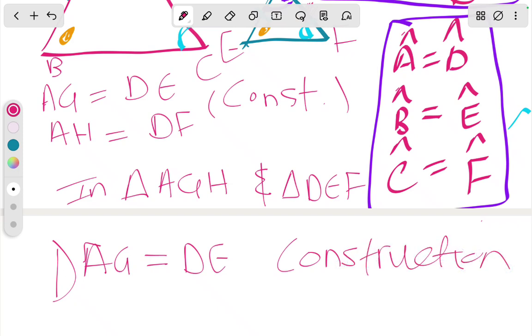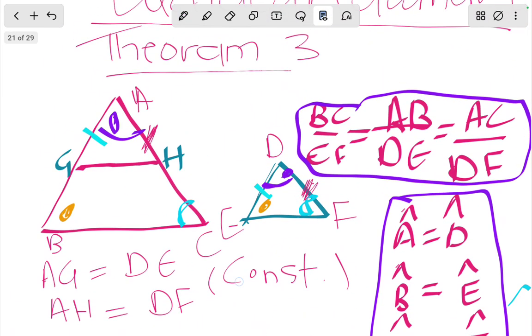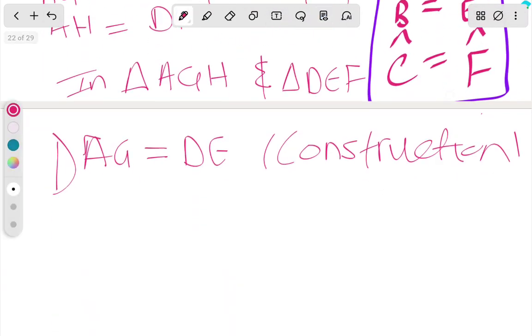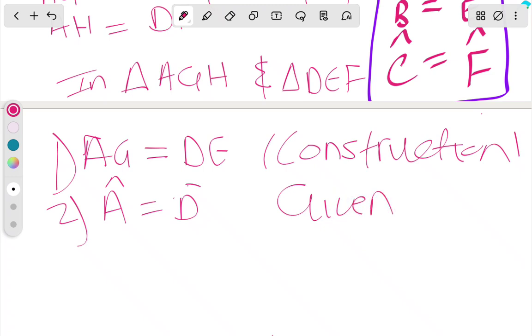Okay, put it in bracket. So we've indicated in our construction, as you can see, that HE is equal to DE. Okay, we've indicated that. Yes, we agree that it is true. And then number 2, you're gonna say angle A is equals to angle D. Okay, why? It is given, we were given that information that those two angles are equal.